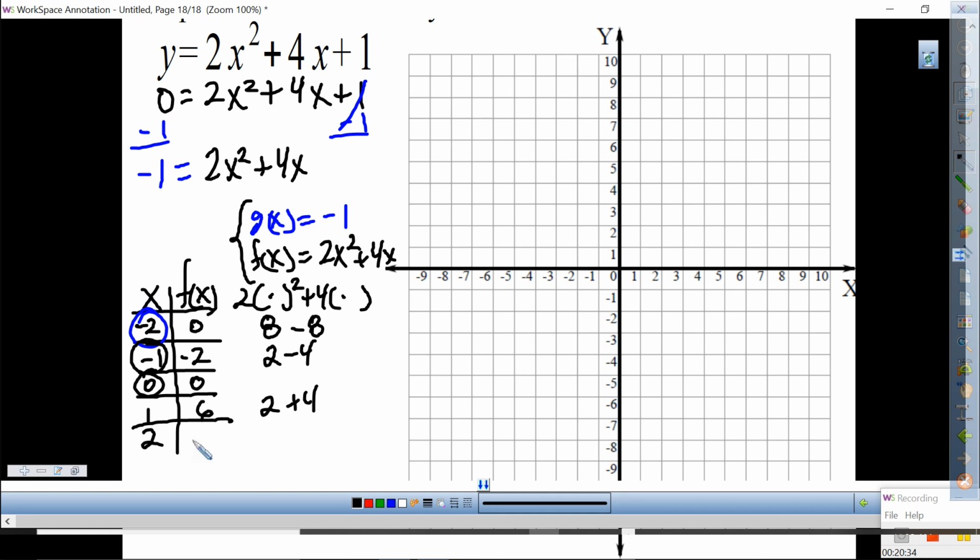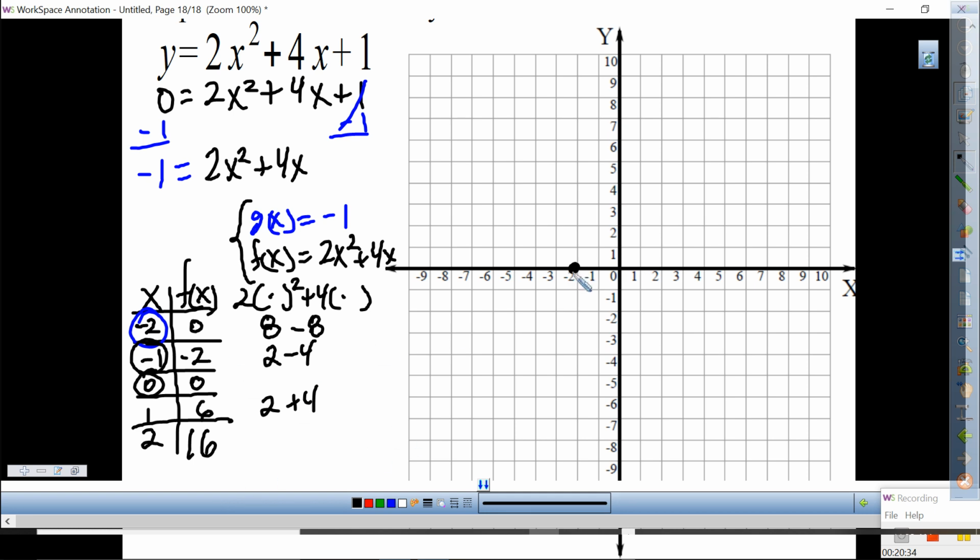Brisa. What you get for the last value? Help her out, Alexa. Noor? 16. Hands, have you got that? That is correct. Let's graph that.